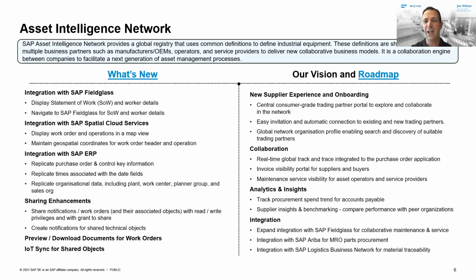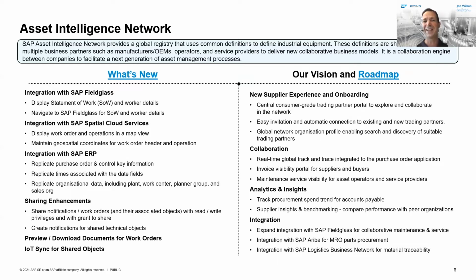There were a number of new things that were released in the last couple of releases of the Asset Intelligence Network. Integration clearly features pretty highly on the focus areas here for SAP. We saw new integration with Fieldglass around statement of work and worker details. We saw improved integration with the spatial cloud services, bringing our map capabilities into our cloud solutions like the Asset Intelligence Network as well. We also saw improved integration back into the core ERP, both ECC and S/4HANA, with additional information that's not just in the asset management space, but actually in the procurement space.